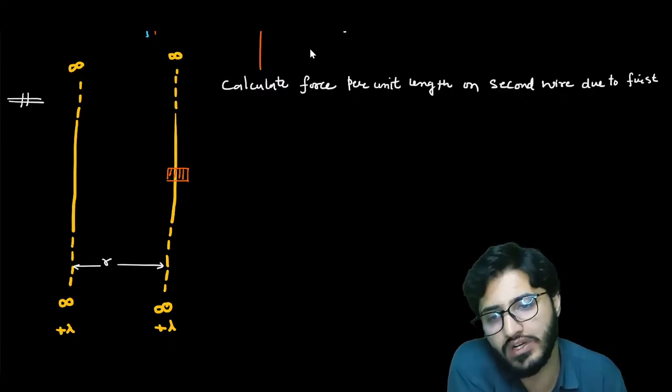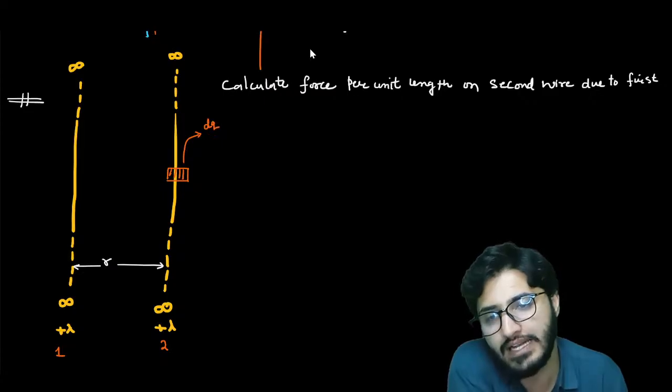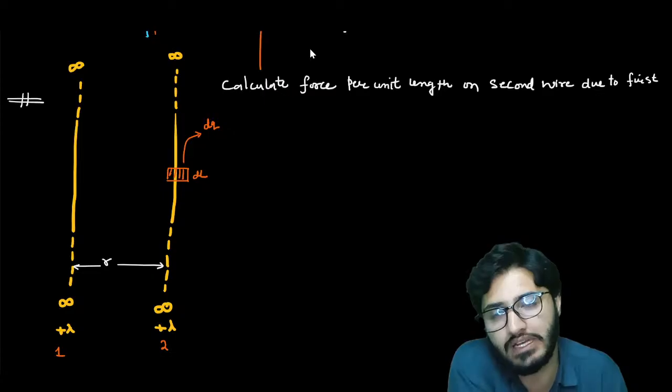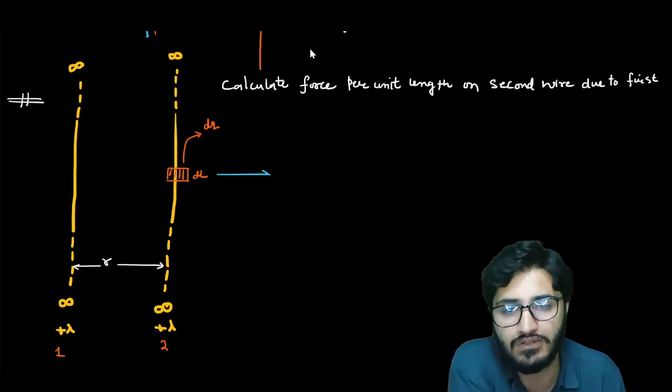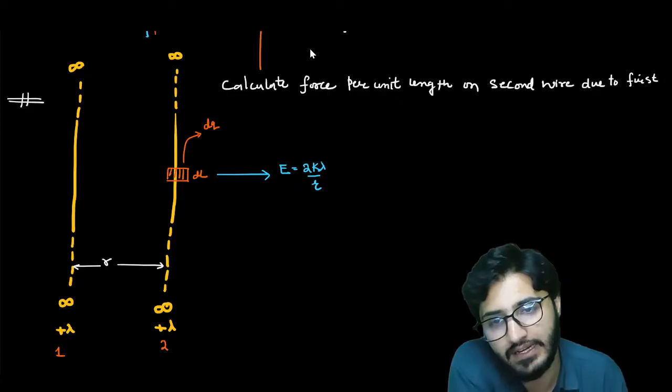If the charge on the second one is Q, capital Q, then the charge on this small portion will be dq, and the length of this small portion will be dl. We know the electric field around an infinite line is 2kλ/r. This electric field due to the first wire will exert a force on the second one.